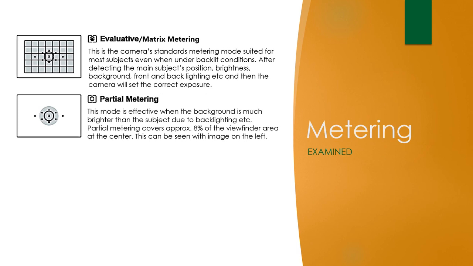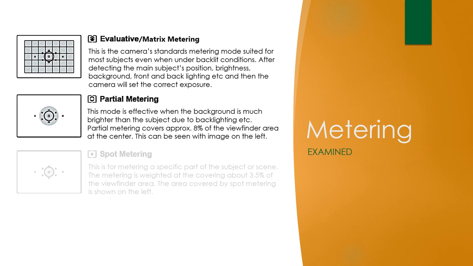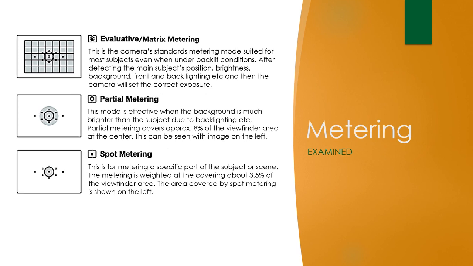Next, we have spot metering, which is for a specific part of the subject or the scene. So the metering is weighted at the center, covering about 3.5% of the viewfinder area. It is possible to move which spot you want the metering to take place at.